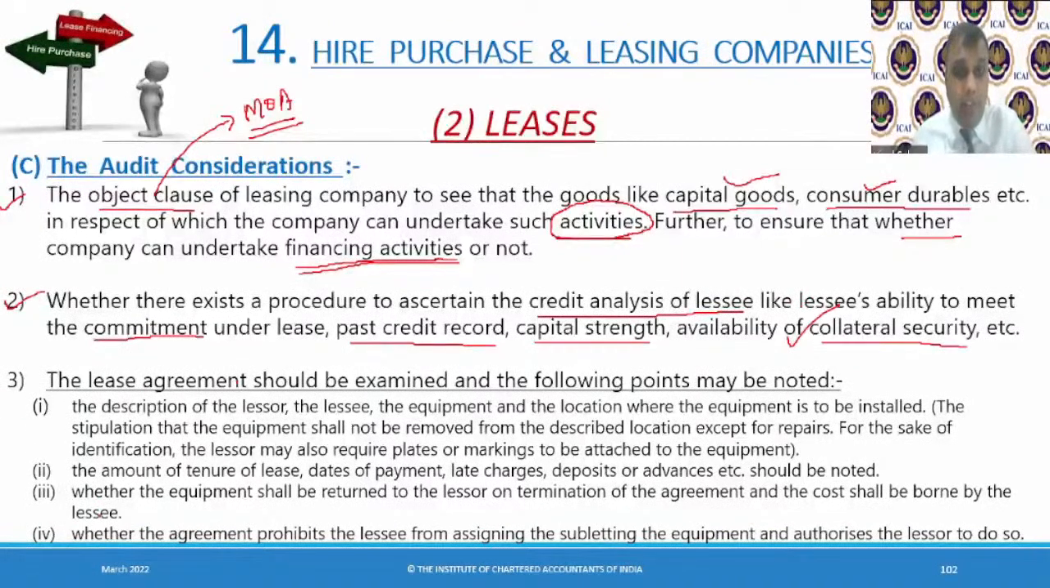What should be examined in the lease agreement? The description of the lessor, the lessee, the equipment being given on lease, and the location where the equipment is to be installed. Basically, capital and heavy equipment are considered in leases. There is usually a stipulation. What is a stipulation? Stipulation means a condition: a term and condition that the equipment shall not be removed from the described location except for repairing of that equipment.